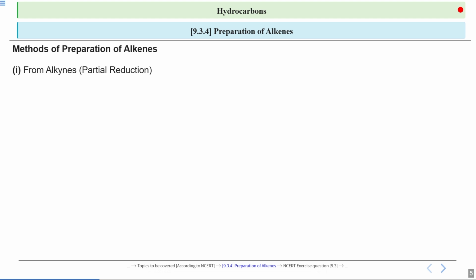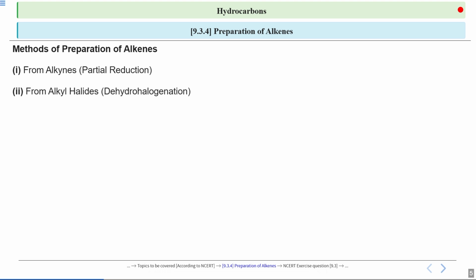The first method that we will discuss is partial reduction of alkynes. Alkynes are hydrocarbons with a carbon-carbon triple bond. By partially reducing them, we can convert them into alkenes. This process involves adding hydrogen to the alkynes, but only enough to form a double bond instead of a single bond.